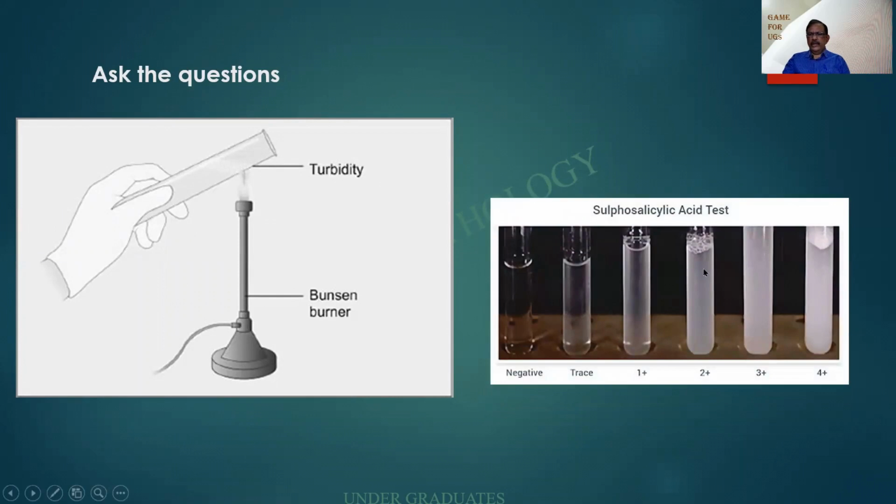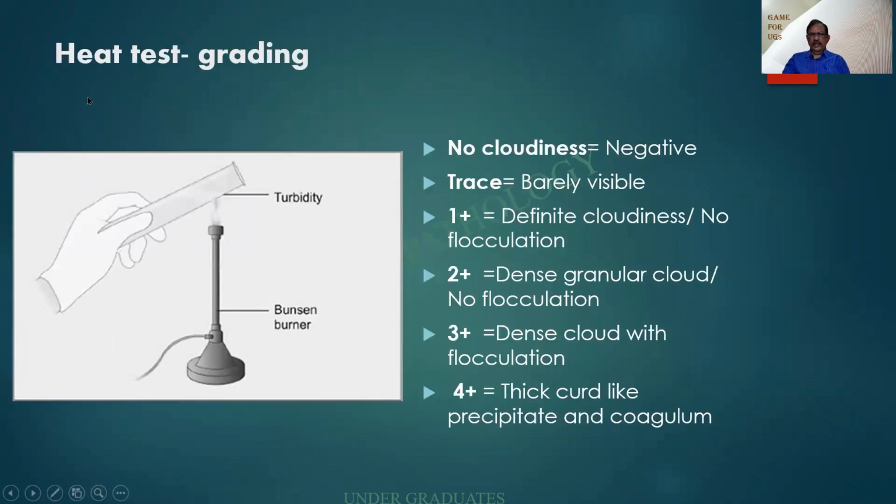Look at the range over here. So this clarifies what I have said. This is a normal urine sample. Here there is a mild amount of precipitate which gradually gets intensified, and here it becomes thick and curdy. So the range of proteinuria is given over here. The sulfosalicylic acid method, the heat method, how do you grade the proteinuria? Always when you answer, you will be asked the grading.